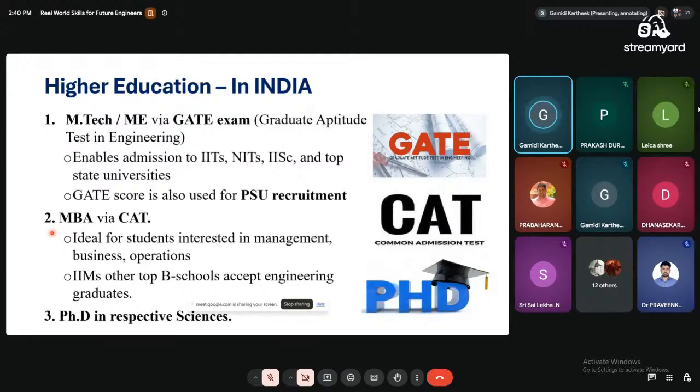At the same time, there is a PhD in the sciences. If you have research interest, you can pursue your doctoral or postdoctoral degrees after your PhD in the same IITs and NITs. Again, there GATE is very much essential. So prepare accordingly if you are planning for higher education, for the GATE or CAT exam.